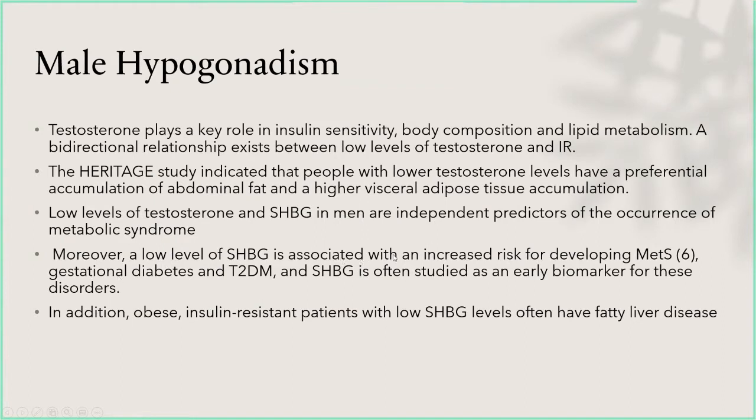And low levels of SHBG are associated with increased risk of developing metabolic syndrome, gestational diabetes, and type 2 diabetes, and SHBG is often studied as an early biomarker of these disorders. So, obese insulin-resistant patients with low SHBG often have fatty liver disease. So there is this link between testosterone, SHBG, insulin resistance, and of course fatty liver.